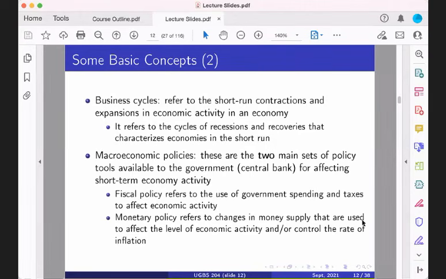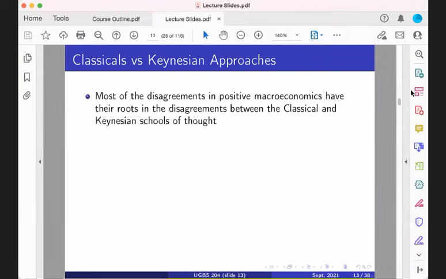Now, in macroeconomics, there are two approaches. It's called approach here, but I would prefer to call it school of thought, that more or less have consistently made predictions about the macroeconomic outlook. We have the classical approach and then the Keynesian approach. In summary, most of the disagreements that people have in positive macroeconomics have their roots in the disagreement between these classical economists and the Keynesian economists.